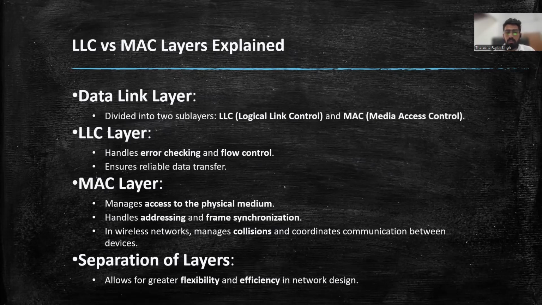So the importance of the LLC and MAC layers is that those layers ensure that data is transmitted reliably and efficiently across the network. They play a crucial role in both wired and wireless communication systems. So in conclusion, the LLC and MAC layers are essential components of the data link layer.